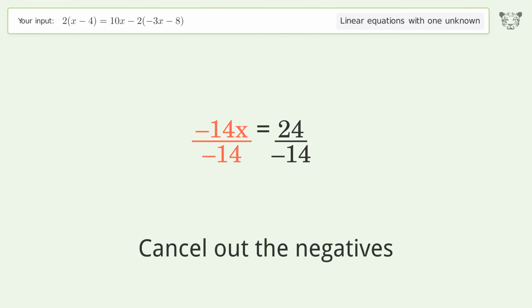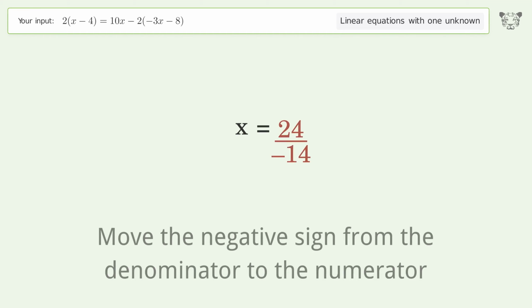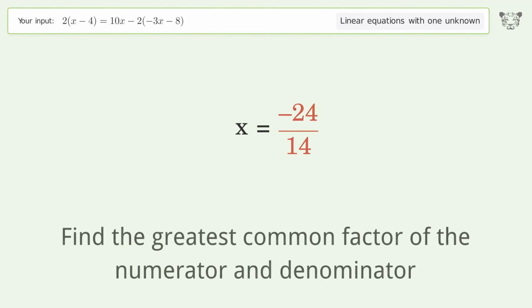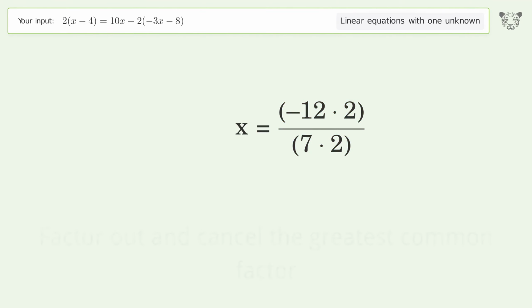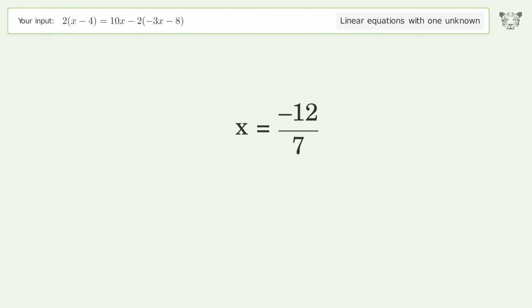Cancel out the negatives. Simplify the fraction. Move the negative sign from the denominator to the numerator. Find the greatest common factor of the numerator and denominator. Factor out and cancel the greatest common factor. And so the final result is x equals -12/7.